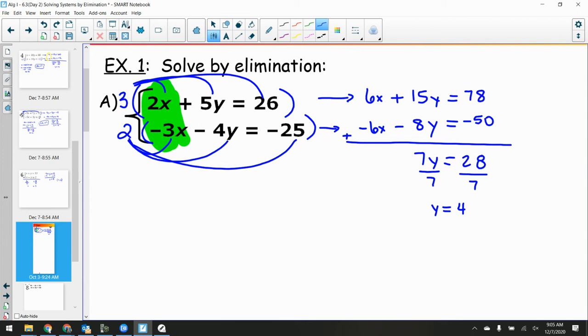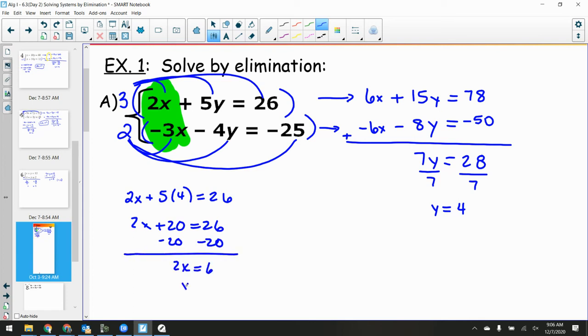Okay, Liam, which equation do we want to go into? Top or bottom? Top. Let's go back into the original top. Don't go into the top that you've already multiplied by. Those numbers are just bigger. It's the same equation, just bigger. Go back to your original. 2x plus 5 times 4 is 26. So 2x plus 20 is equal to 26. I subtract the 20 to get 6. X is 3. So that means, again, don't lose sight of my end goal, to get the point where the 2 lines will cross.